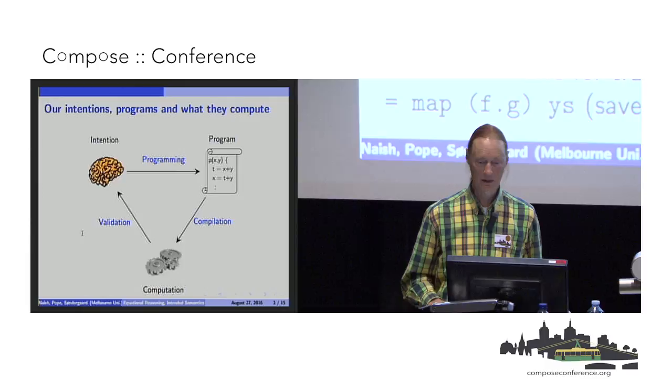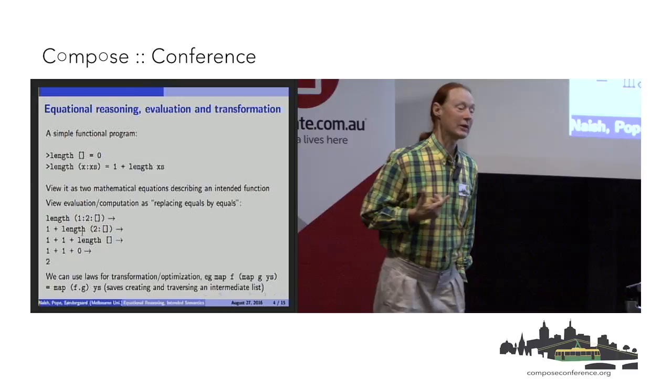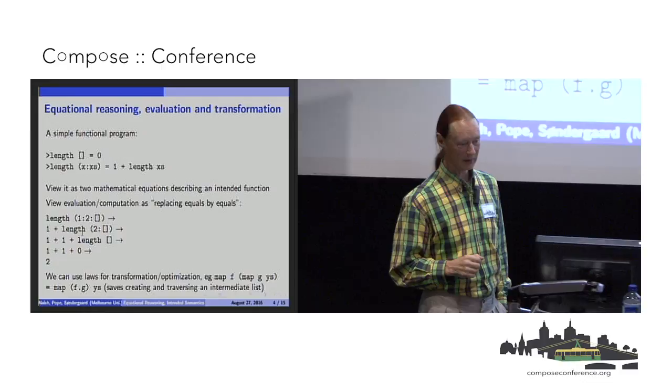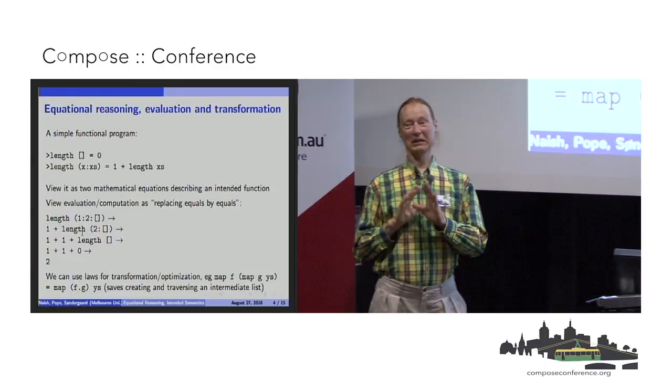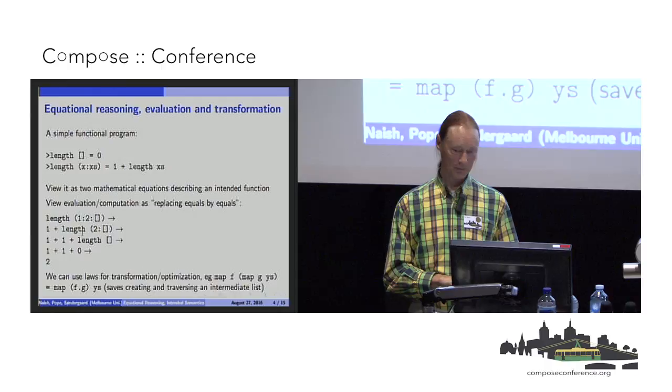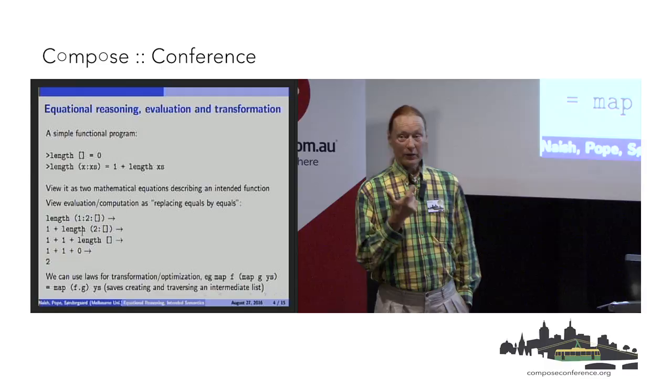Okay, so one very simple view of the world that you can get with functional languages. So here's some Haskell. Here's a little bit of literal Haskell. It's the length function. I won't go into all the details. I hope that you can understand Haskell syntax if you're not familiar with Haskell. Here we've got two equations. So how do we think of the program?